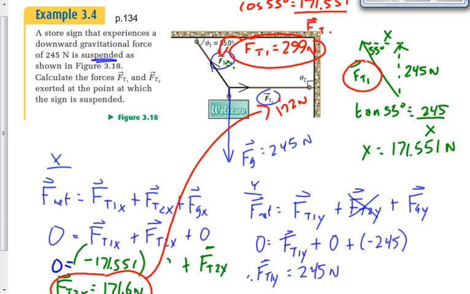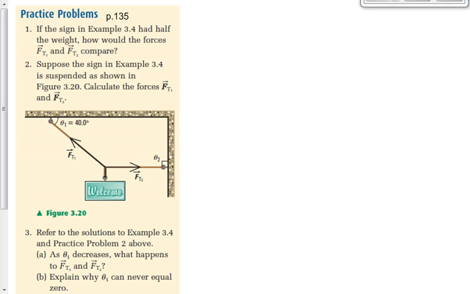All right, guys, you got a chance to write that down. Now let's take a look at these questions, please. Let's do questions 1 and 2. Let's not worry about question number 3, okay? 1.35, questions 1 and 2. I'll copy over the sign-in example 3.4 as well onto this page so you can have it all in one place, okay?